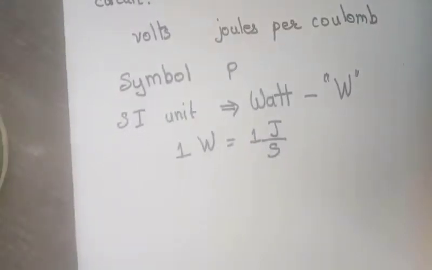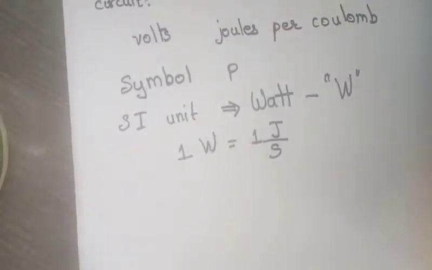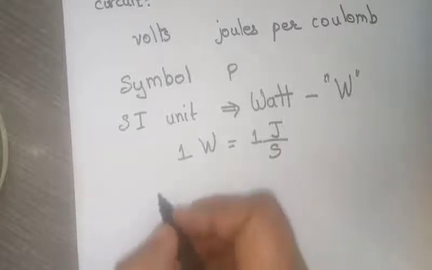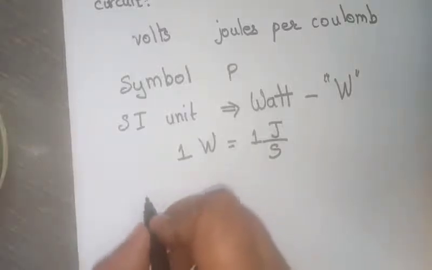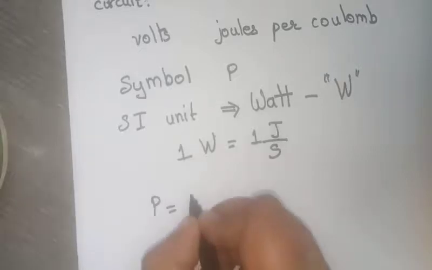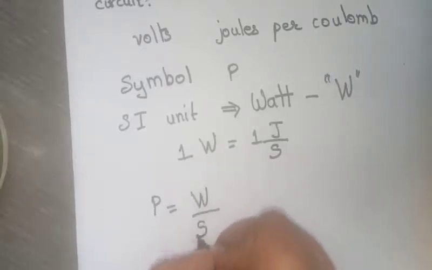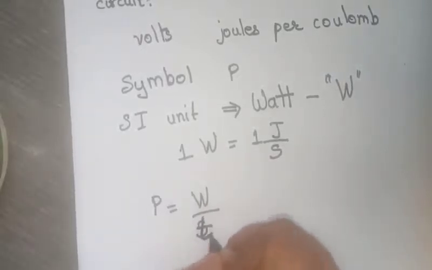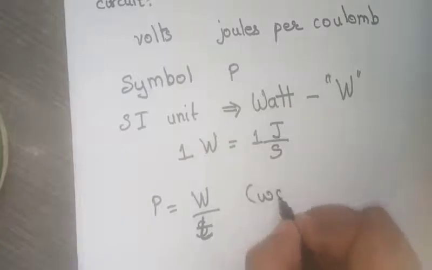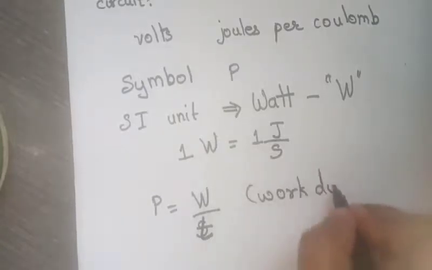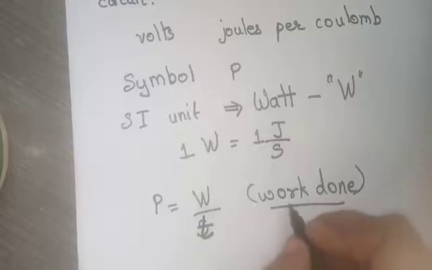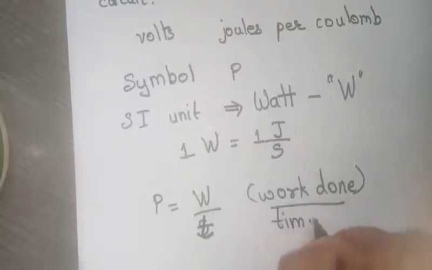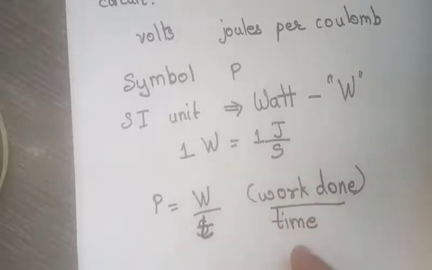How will we calculate power? Power is the rate at which work is done. So we can write P is equal to W upon T, that is, work done upon time.